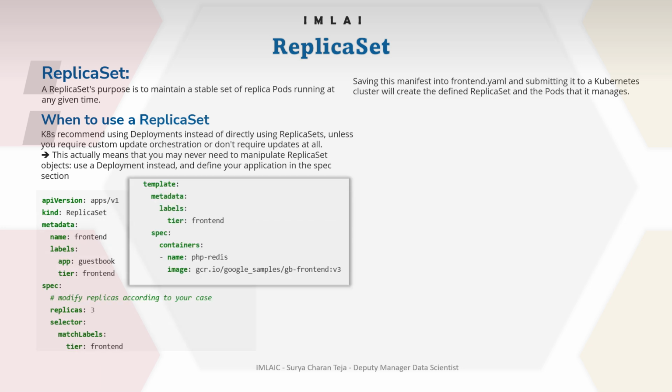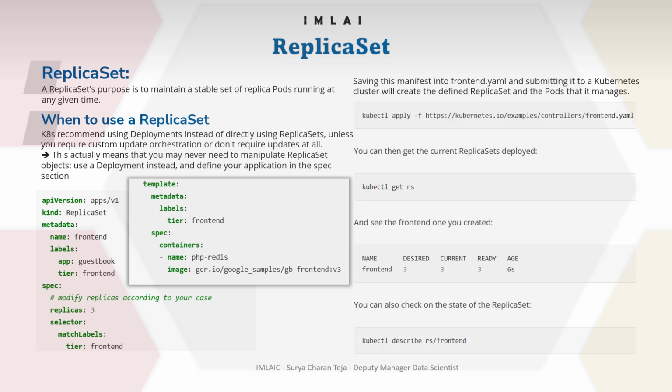So this is one example. This is the example we are going to do. It consists of API version, kind, and then metadata. In metadata, you have the frontend. App name is guestbook, and 3 replicas we have attached. And in the spec, we have a container, and the name of the container is php-redis, and the image is going to be pulled from some URL. Now saving this manifest into frontend.yaml and submitting it to a Kubernetes cluster will create the defined replica set and the pods that it manages. Okay, this is what we are going to do now. Let's jump into the action.